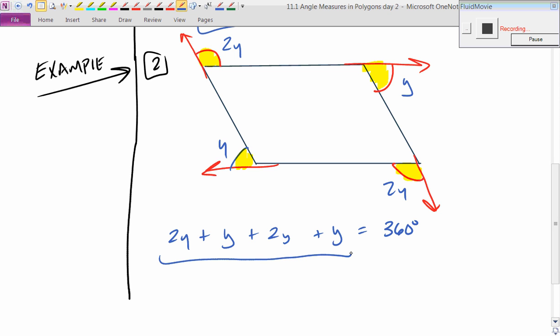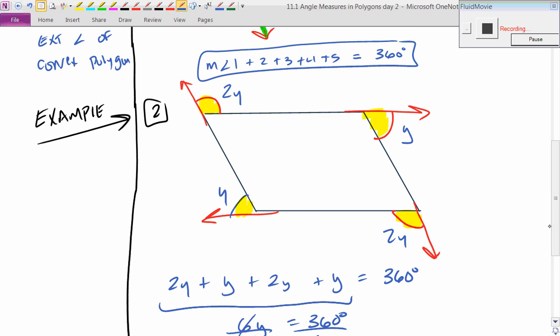Well, these are all like terms. So 2y plus 1y plus 2y plus y. How many y's is that? That is 6 y's, yeah. So 6 y's has to be 360 degrees. So we can use some algebra, inverse operations, and solve for y. So y has to be a 60-degree angle.